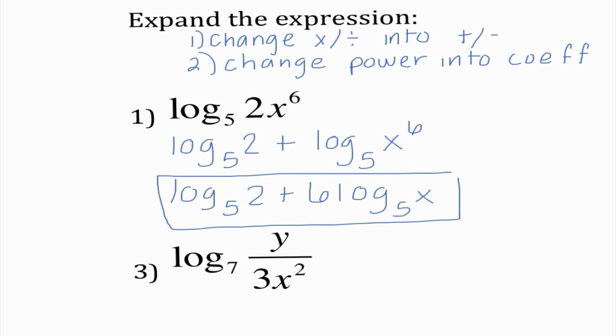We are just expanding the expression. We're not solving for anything. The reason why I need to change multiplication and division first is because only the x is being taken to the 6th power. So it would be inaccurate to put a 6 in front of both of these because that would indicate that 2 is being taken to the 6th power, which is not true.